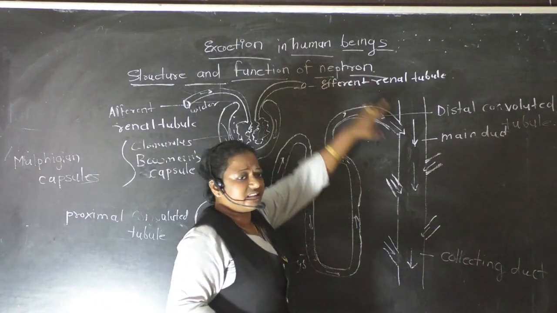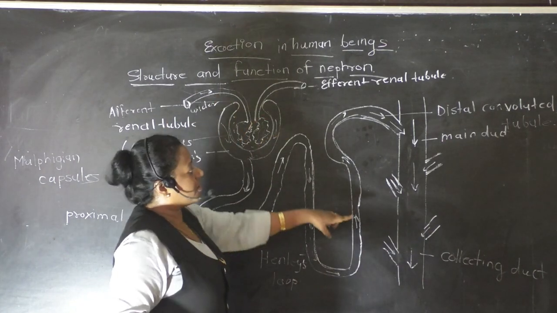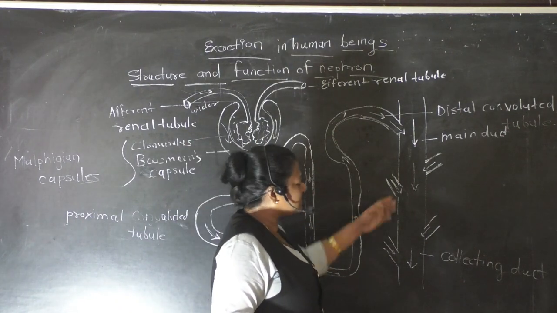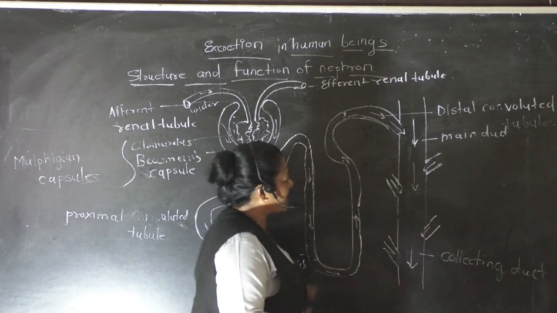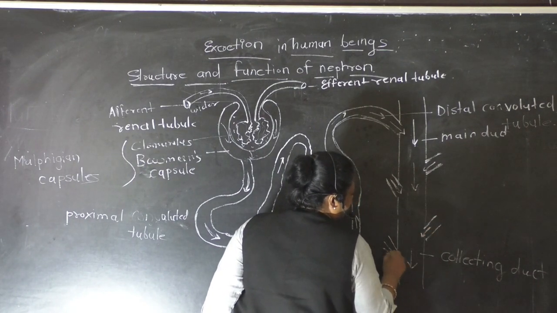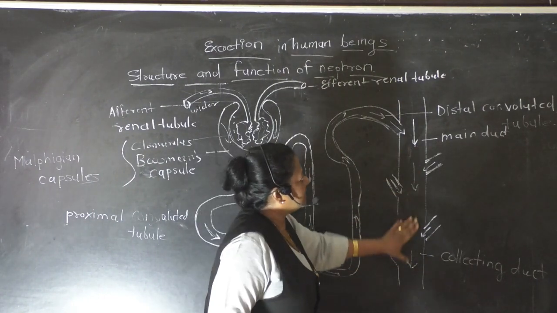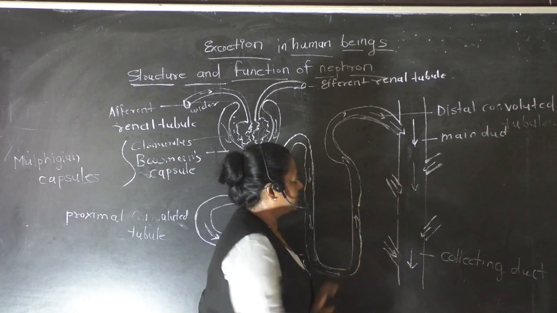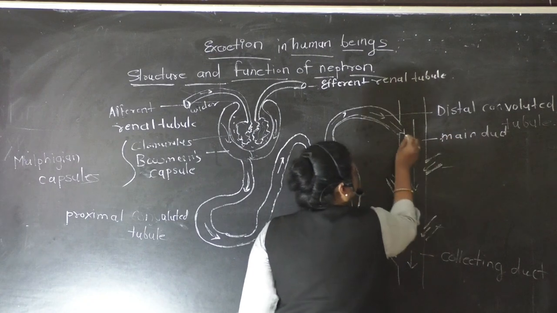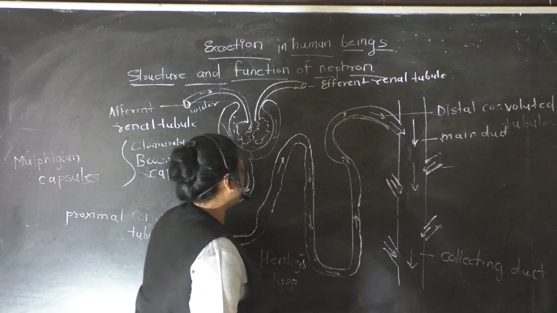Here various nephrons are attached to this collecting duct, and from every nephron, urine is passing from here. So this is how I have shown the structure. From here, most of the urine is passing through this collecting duct, through the distal convoluted tubule and main duct. So these are the structures of various nephrons. This I have explained to you. This is the structure of a single nephron, and here are the structures of various nephrons.